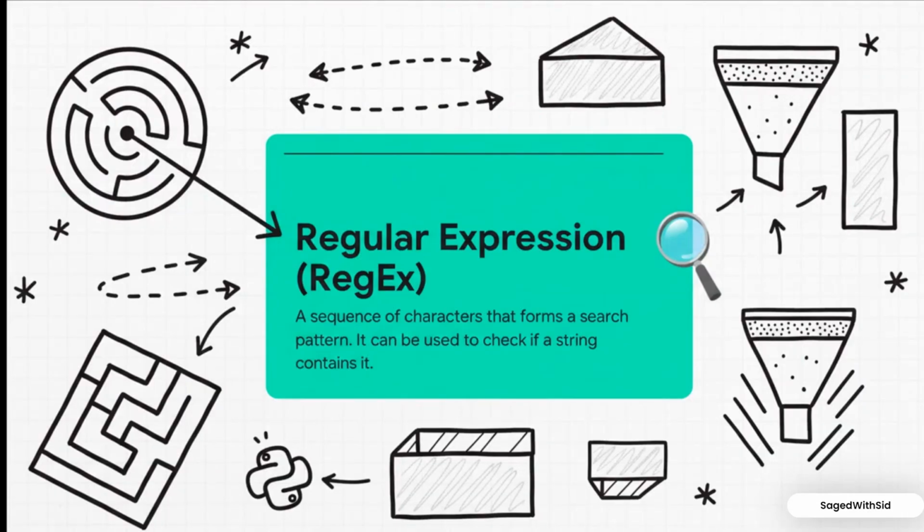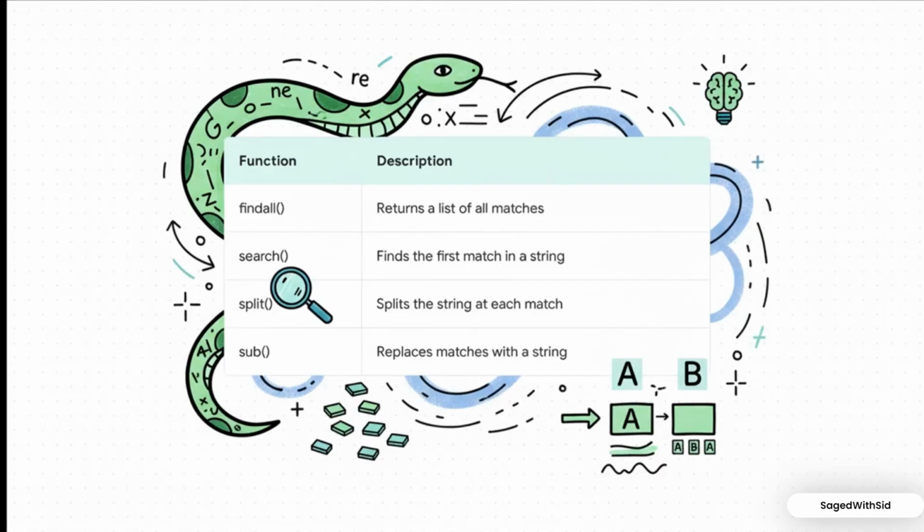So, what if you need to find a very specific pattern inside a giant block of text? For that, you need regular expressions, or regex. Think of it like a find and replace, but on steroids. It's a tiny, powerful language for defining super complex search patterns. And Python's re module is your go-to toolkit for this.